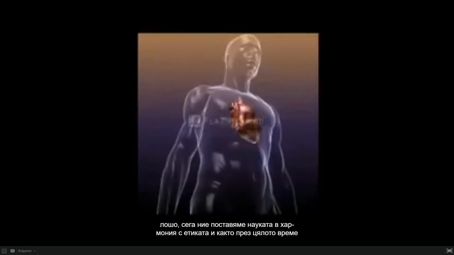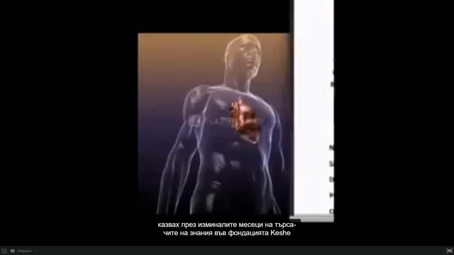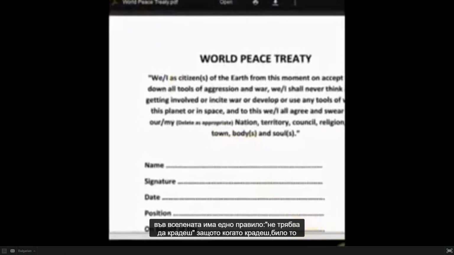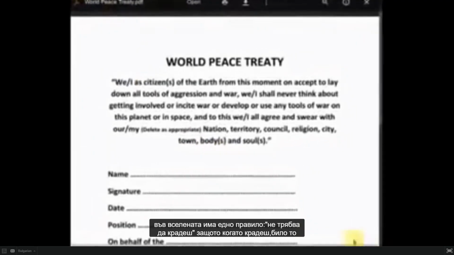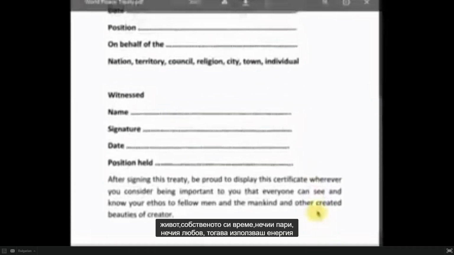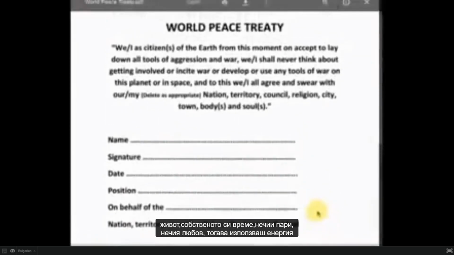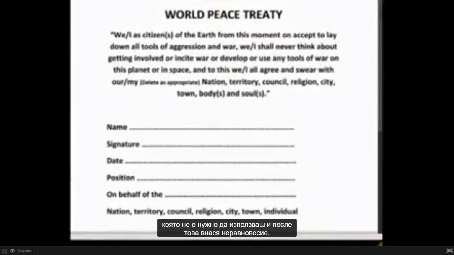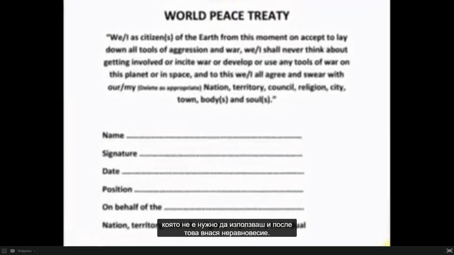And as I have said all the time in the past months to the knowledge seekers in the Keshe Foundation, in the universe there is one rule. And that rule is, thou shalt not steal. Because when you steal, be it a life, your own time, somebody else's money, or somebody else's love, then you use energy which you don't need to. And then it brings a balance. If for every cent you steal you have to work 3 times more, and you don't want to work 3 times more, what's going to be a loss to you?